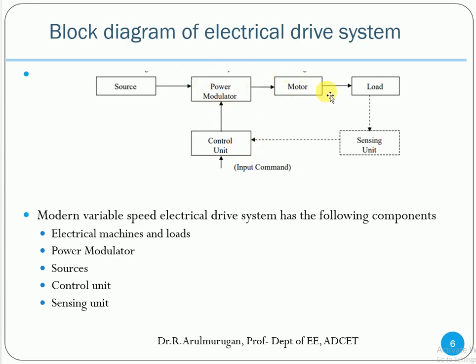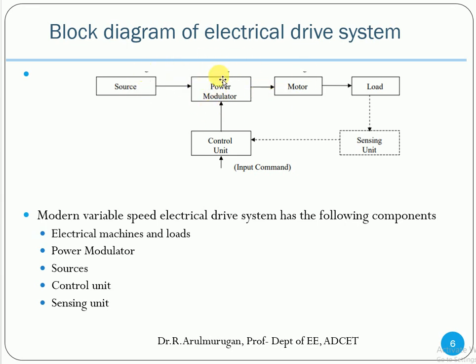Then the next one is the motor. With respect to the motor, either it is an AC motor or a DC motor, and based on that you select the power modulator. For example, if my motor is a DC motor, then the power modulator may be a DC output producing device, such as a rectifier. If the source is an AC source, it is AC to DC. Suppose my source is DC, then the power modulator is a chopper, so you convert DC to DC.